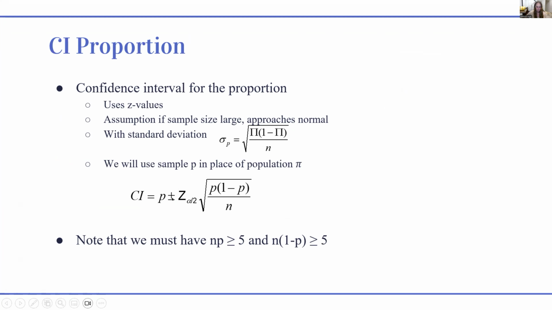So this is the whole formula for the confidence interval. P is the proportion. P plus or minus the z-score times the square root of P times 1 minus P divided by n, provided that the number of observations, I should have just had this as n, the number of observations is 5 or greater.